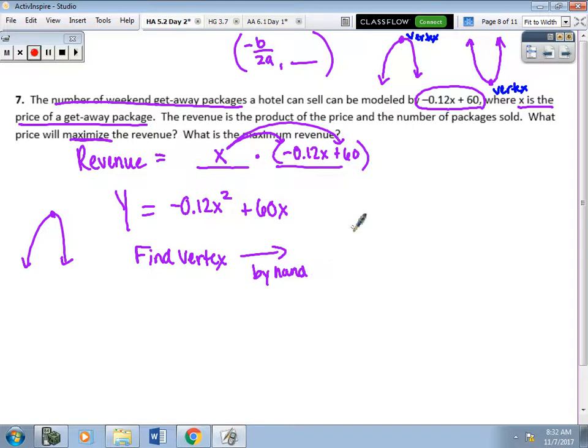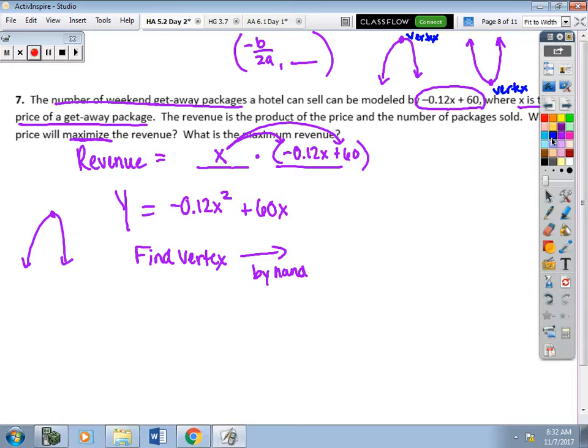So if we're doing this by hand, we're just going to plug in, this is our a value, this is our b value. So I'm using the formula negative b over 2a, comma blank. Okay, remember whatever we get for the x part, we have to plug back in. So this would be negative 60 over 2 times negative 0.12.